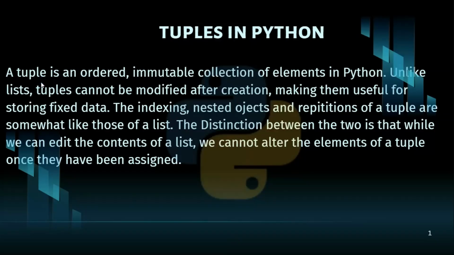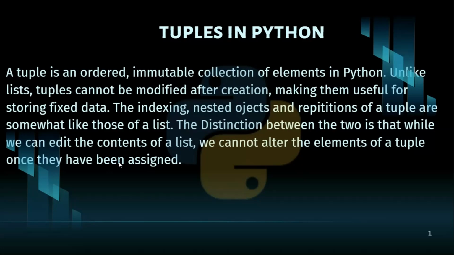What is a tuple? A tuple is an ordered, immutable collection of elements in Python. Unlike lists, tuples cannot be modified after creation, making them useful for storing fixed data. The indexing, nested objects, and repetition of tuples are somewhat like those of a list. The distinction between the two is that while we can edit the contents of a list, we cannot alter the elements of a tuple once they have been assigned.